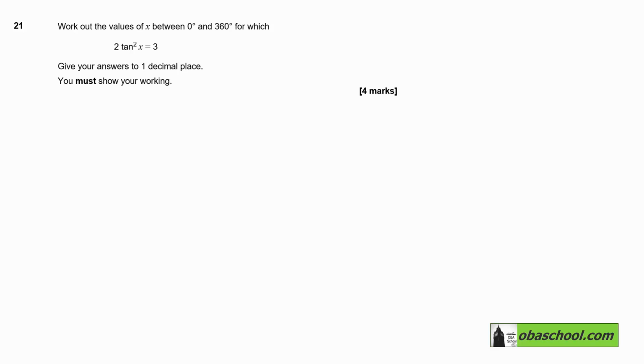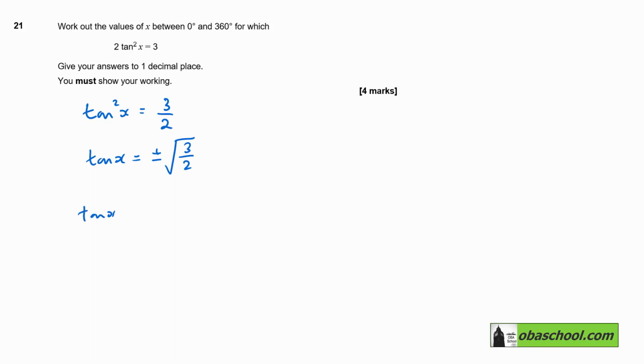Work out the values of x between 0 degrees and 360 degrees for which 2 tan squared x is equal to 3. Give your answers to one decimal place and you must show your working. Well, let's start by having tan squared x being equal to 3 over 2, which would mean that tan x is equal to plus or minus the square root of 3 on 2.